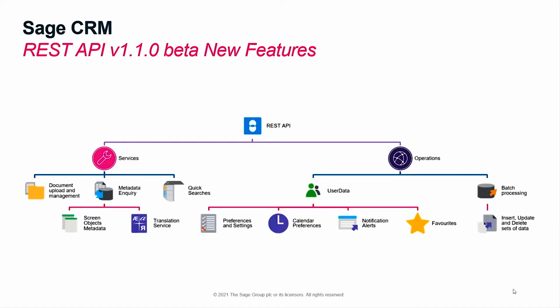We've exposed more user-based information, including preferences and settings, including the calendar information. And we've also published endpoints that mean escalation notification messages can be shared from Sage CRM into custom applications. And lastly, we've added the capability to perform batch operations.